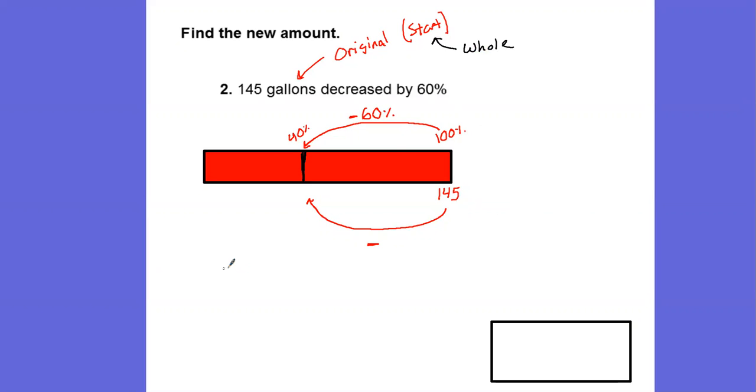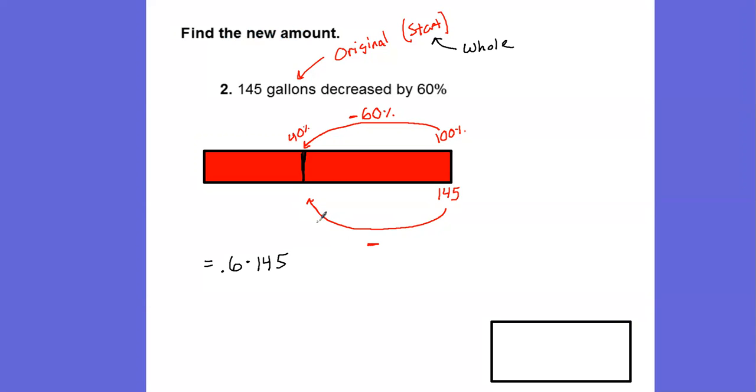So what is 60% of 145? And make sure that you understand that when you take 60% of your whole amount, because this is the decrease, I'm going to get the amount that I lost. That's not going to be the final answer to this question, which is asking for the new amount. But once I know how much I lost, I will be able to just take 145 minus that value to get what this value would be.